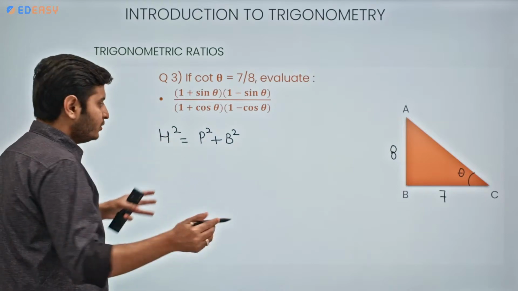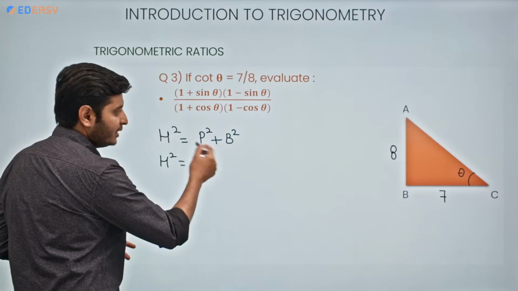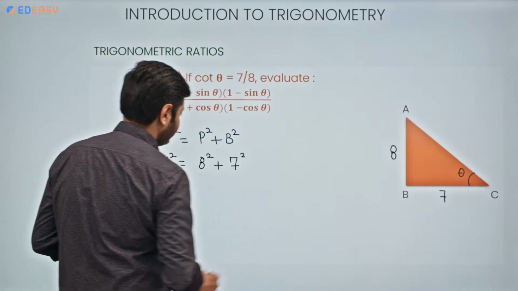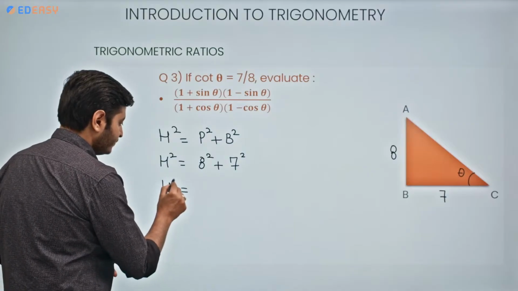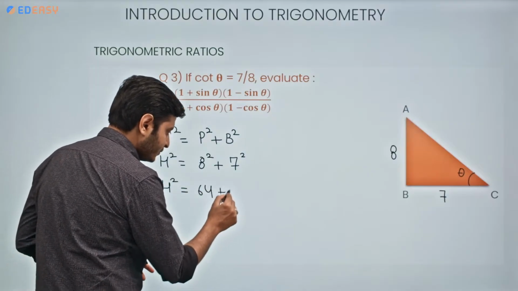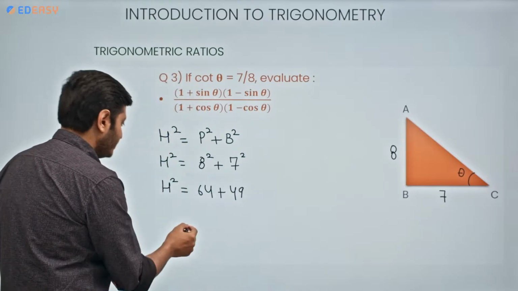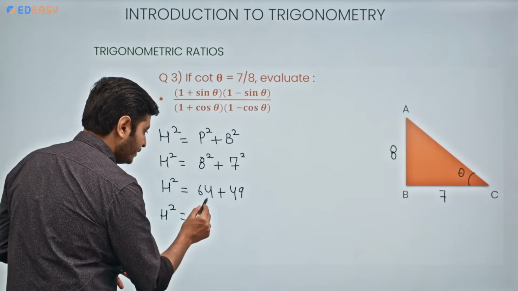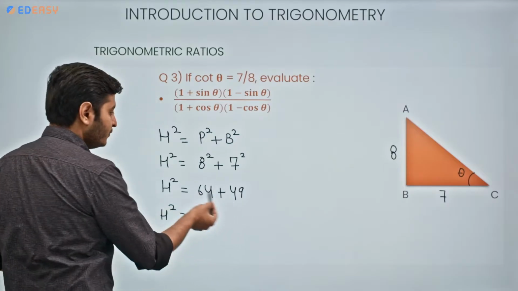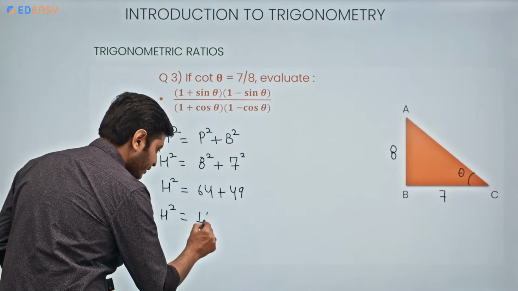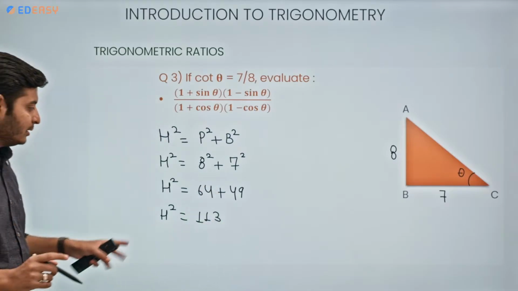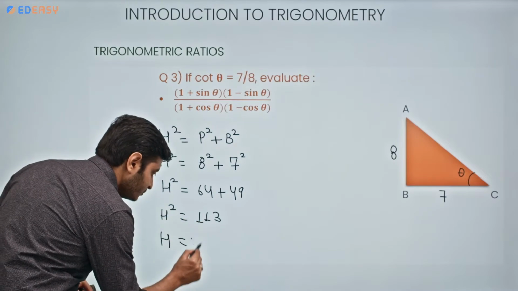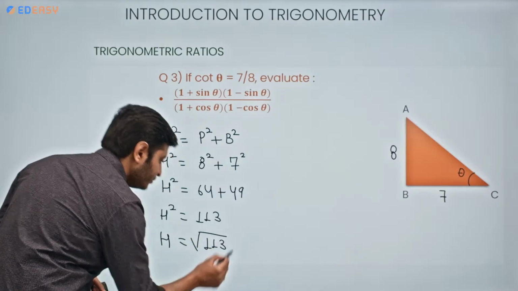H square we don't know, we need to calculate, so I will keep it as it is. P square is 8 square plus b square is 7 square. 8 square is what? 64. 7 square, 49. Sum is 113, right? 60 plus 40, 100. 4 plus 9, 13. So 113. This is the value of h square, not h. Then what is h? Under root of 113.